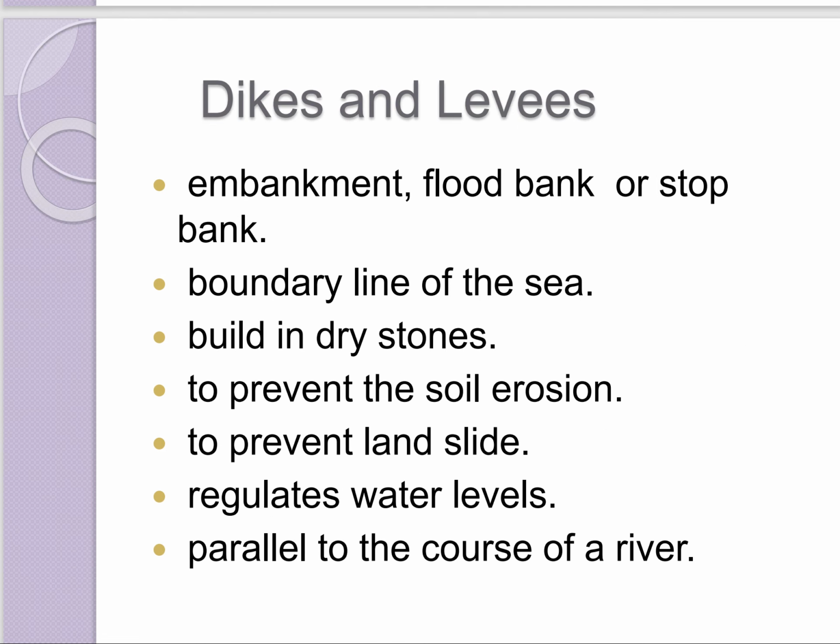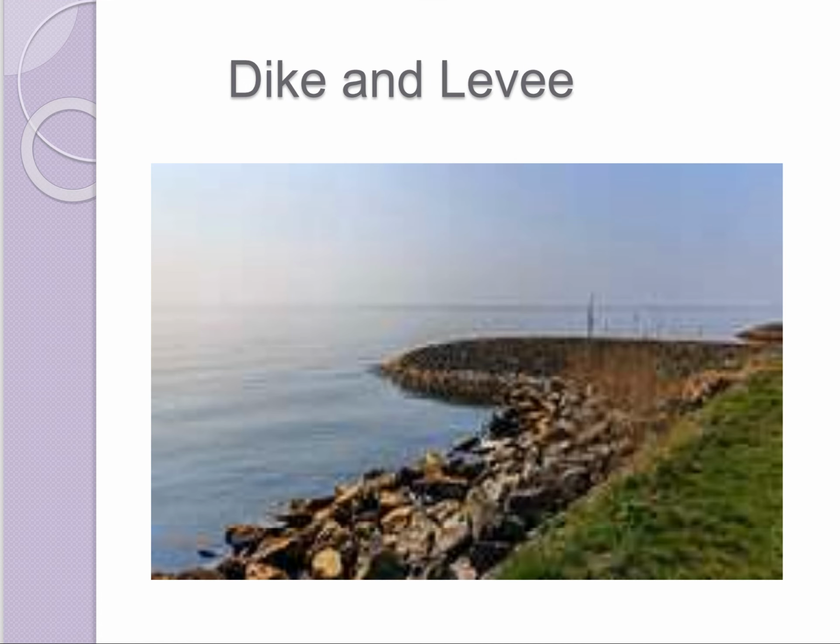So the next method is dikes and levees, also called embankment, flood bank or stop bank. These are basically structures artificially constructed, a fill or wall that regulates water level. So dikes and levees are artificially made embankments or flood banks.